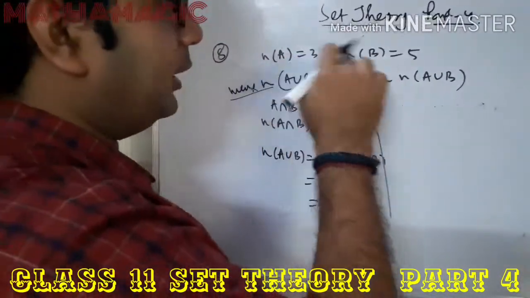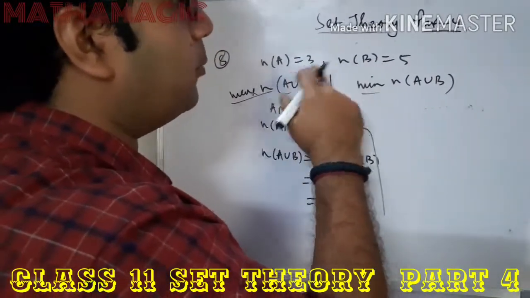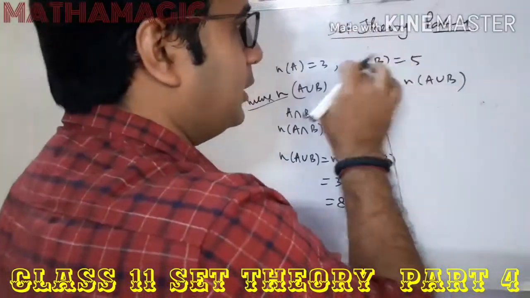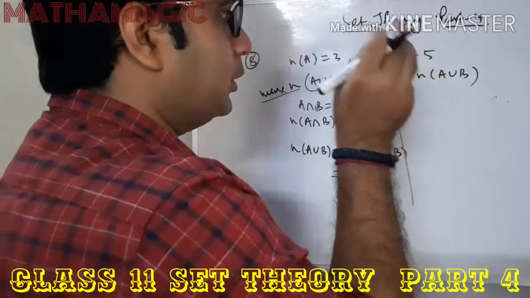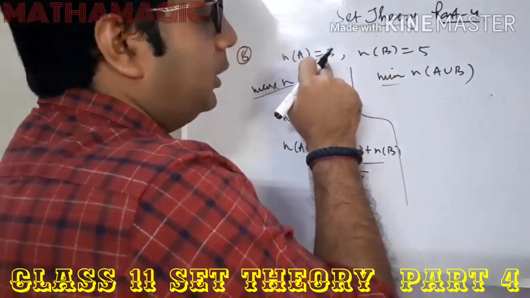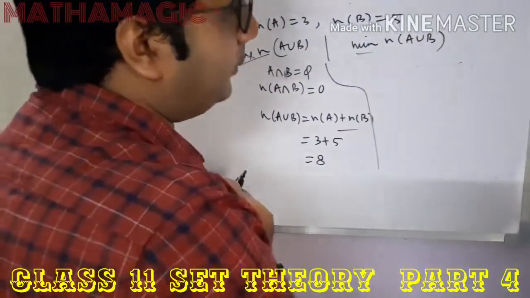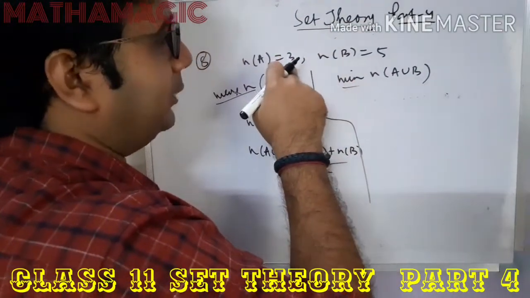So in this part, by observing these two values, we can see that the maximum common part could be 3, because these 3 elements could be common with this. The number of common elements cannot be 5, because A set has only 3 elements and B set has only 5 elements. So the maximum number of common elements between A and B can be 3.